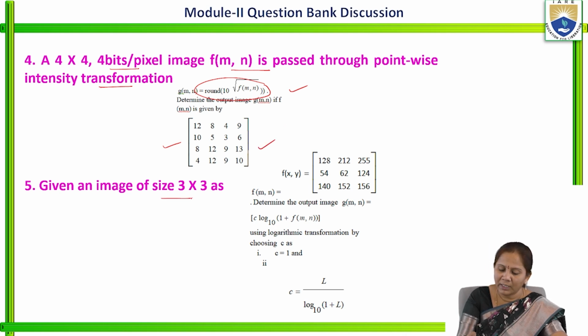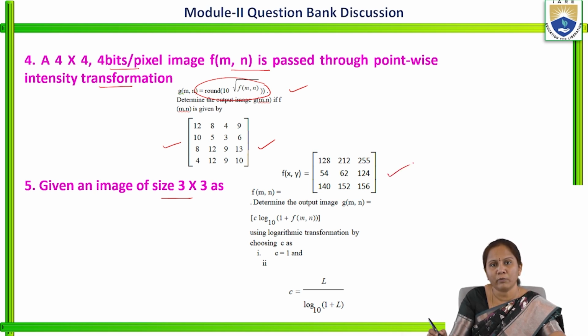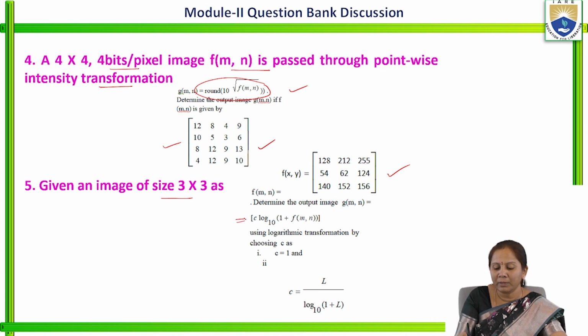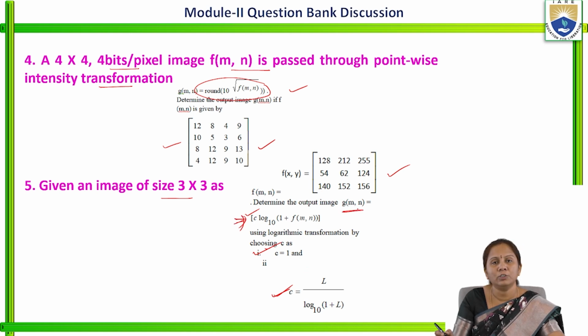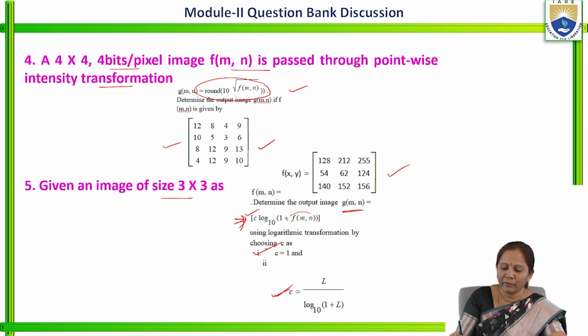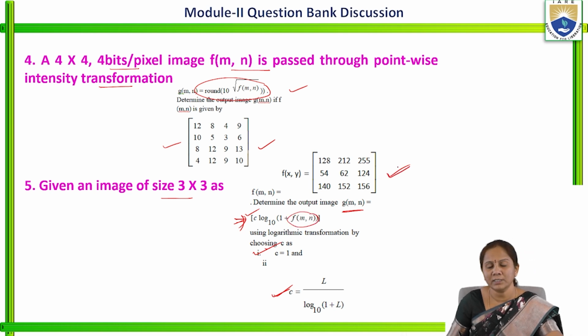Next, given an image of size 3 by 3, which is f of x comma y, and here g of m comma n is considered. Here we have to solve for two conditions. One is c equal to 1. After calculating for c equal to 1, we have to substitute in this. Next we have to calculate for c equal to L by log of 1 plus L, base 10. After finding these two c values, substitute them in this formula to get g of m comma n. Here f of m comma n is there, and we have to consider this matrix to substitute.